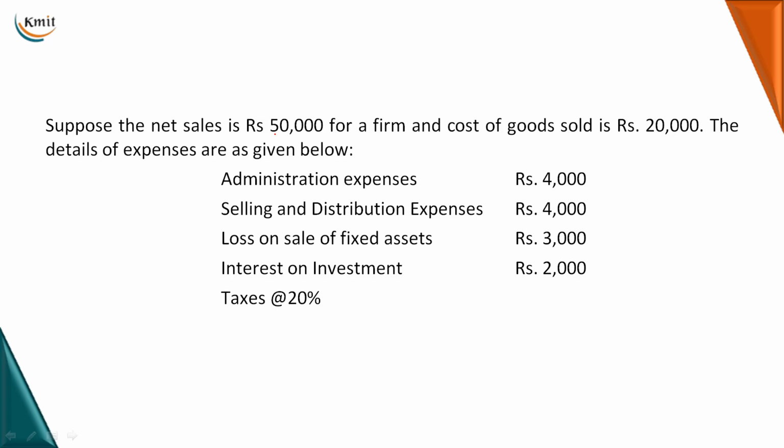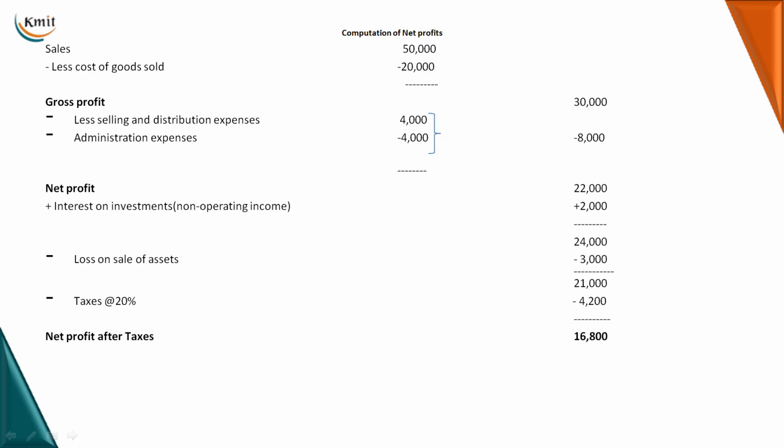Here we are going to see how the net profit ratio is calculated. Suppose the net sales is 50,000 for a firm and the cost of the goods sold is 20,000. The details of the expenses are given below. Administrative expenses 4,000. These are all the relevant information. Selling and distribution 4,000, loss on sale of fixed assets 3,000, interest on investment 2,000, and tax rate is at 20%. So here is a statement which is to be prepared in order to calculate net profit after taxes.